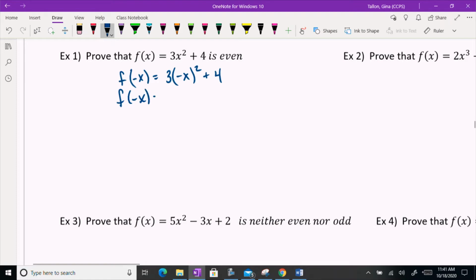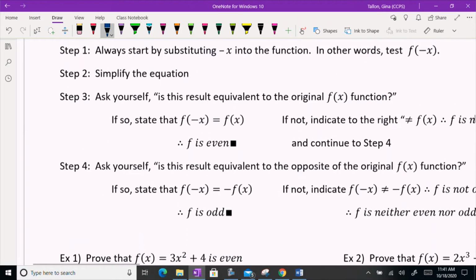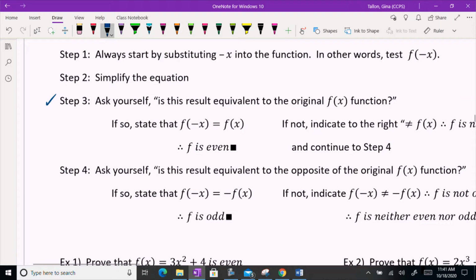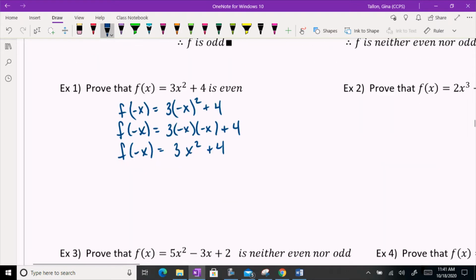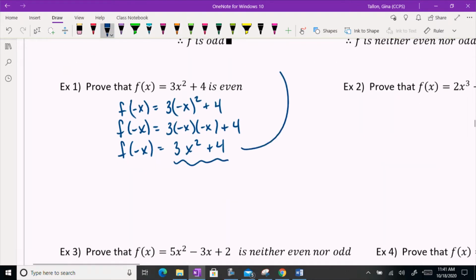And this next step you might want to do, you might not want to do, but I tell you what, it has helped me and helped many students not make mistakes. So when you square something, you write it down twice. So I'm writing it down twice. And now I'm going to simplify. I'm still in step 2. This gives me a negative times a negative, gives me a positive, gives me 3x squared plus 4. So now I'm up to that step 3 part up here, because I've simplified step 2. Is this result equivalent to the original f of x function? And the answer is yes.